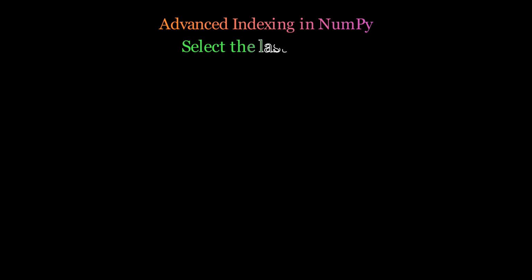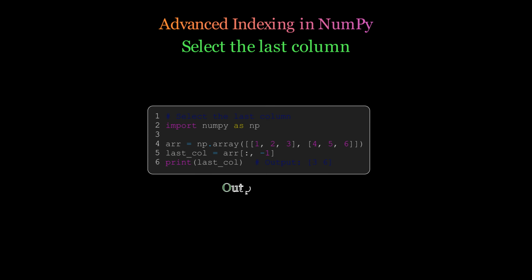To select columns in 2D arrays, we use comma-separated indexing. The colon means all rows, and -1 means last column. This syntax extends to more dimensions for higher dimensional arrays.